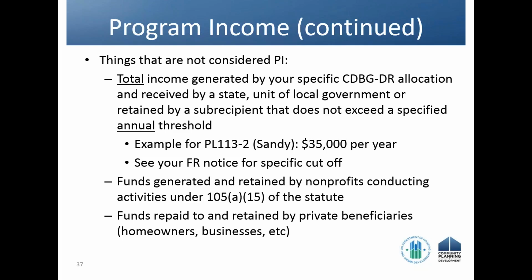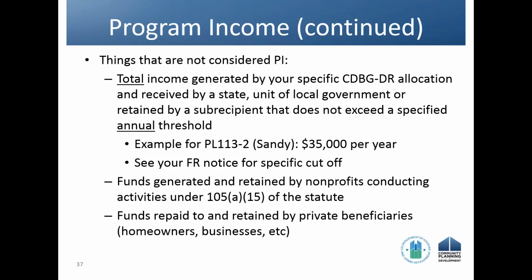So if your entire grantee, every bit of CDBG program income, CDBG-DR program income for this allocation that you earn, add it all together for the year. If the sum total of all of that, in the most recent ones it was $35,000, and others it used to be $25,000, so whatever your threshold is, if the total of all of that is less than, in this example, $35,000, then that money is not considered to be program income, and you may do with it what you will. Now, it's not that the first $35,000 is free, and then everything over $35,000 becomes program income.